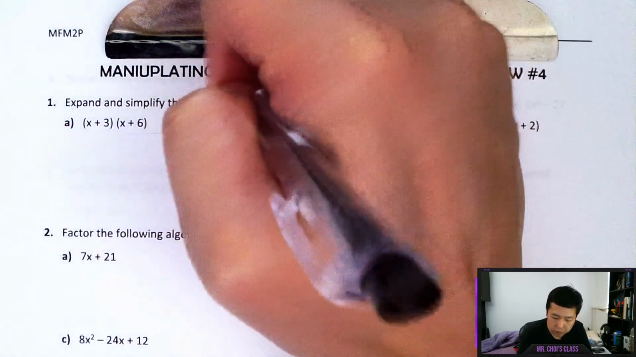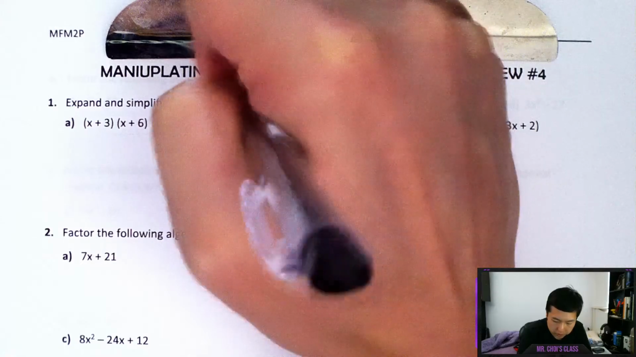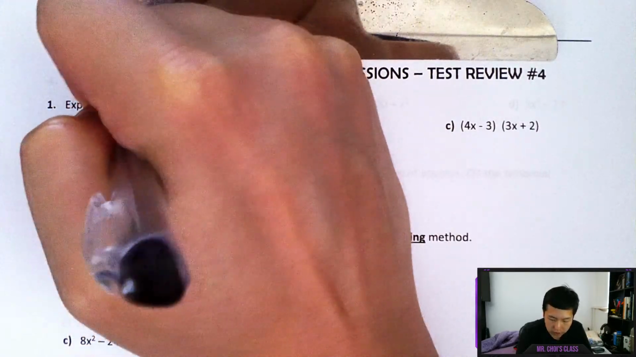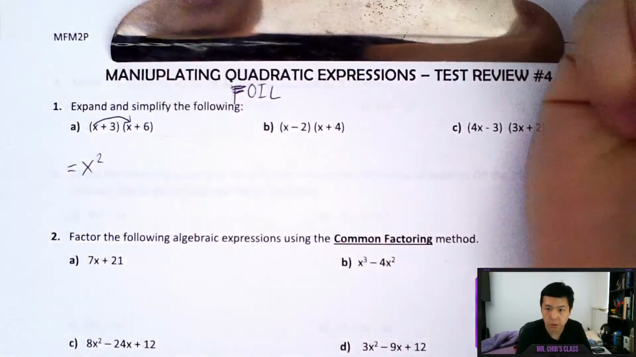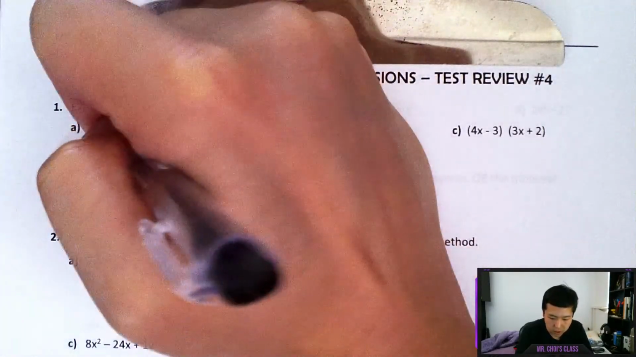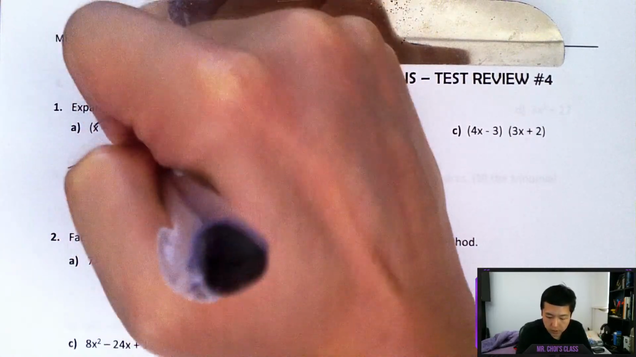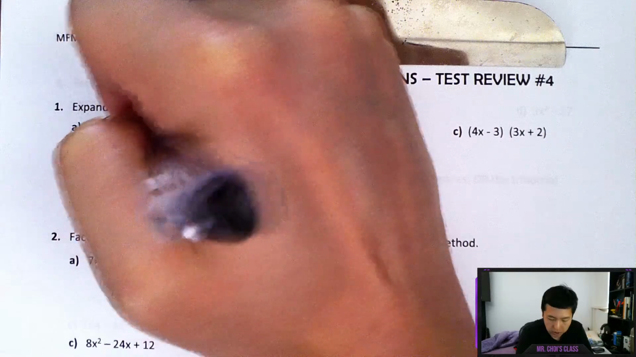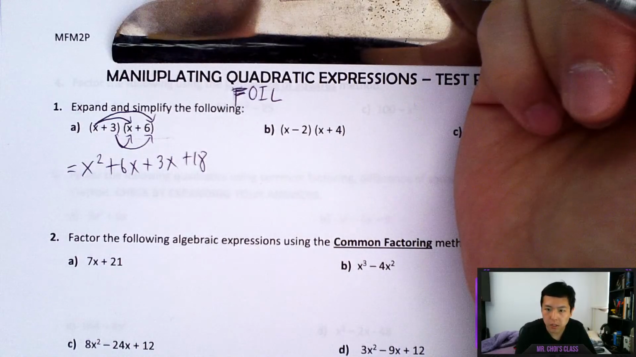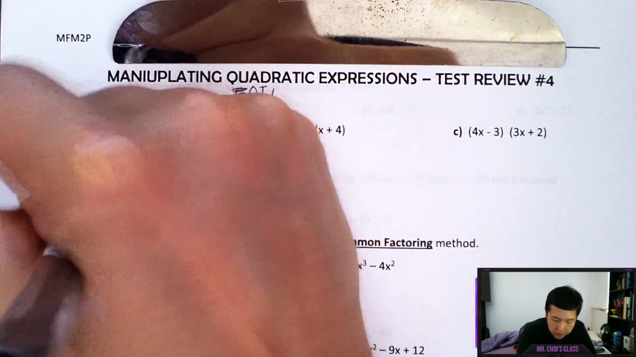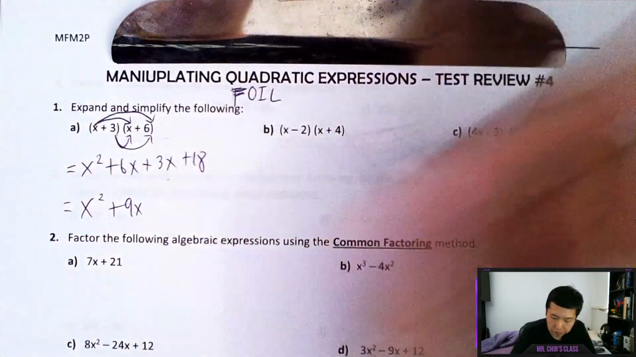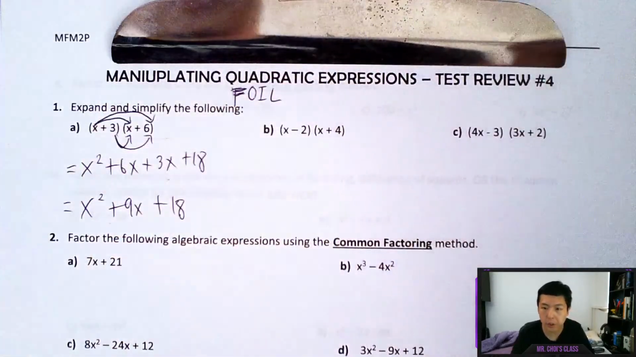So remember that we're using FOIL. FOIL is the method we're doing here. Right? First, outside, inside, last. So the first ones are x times x, which is x squared. Outside, x times 6, 6x. 3 times x for inside, 3x. And then last, 3 times 6 is 18. And so there we have it. So x squared plus 6x plus 3x plus 18. That gives me x squared. We combine the middle, which is 9x. And then plus 18. Then there we have it.